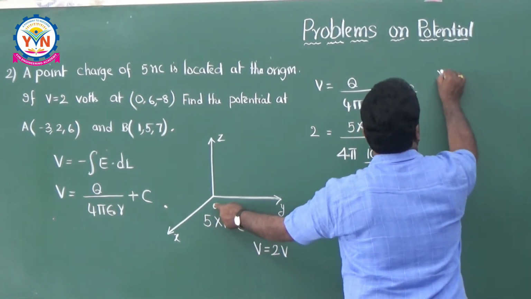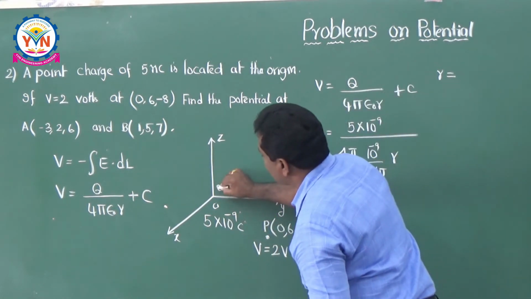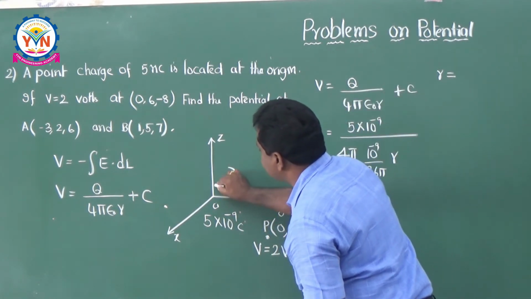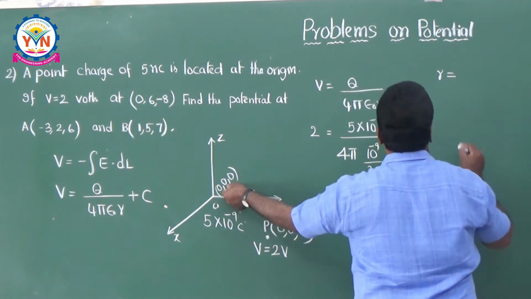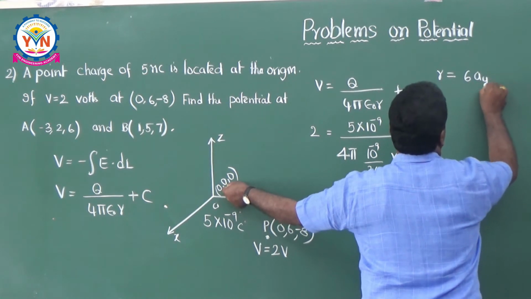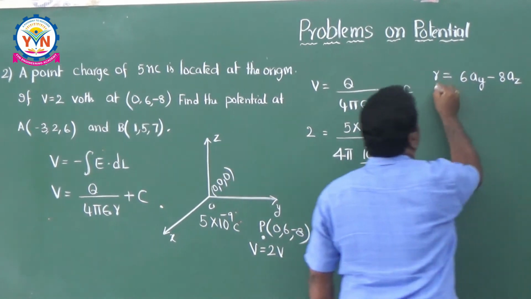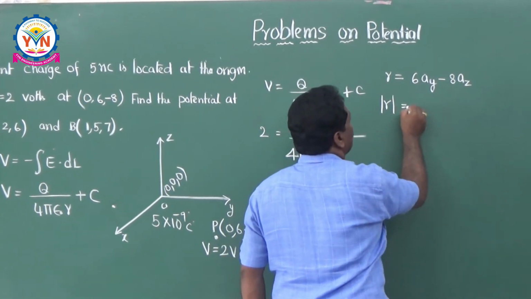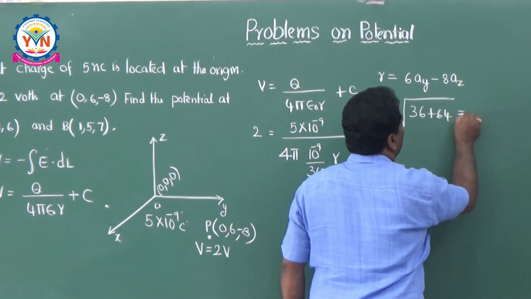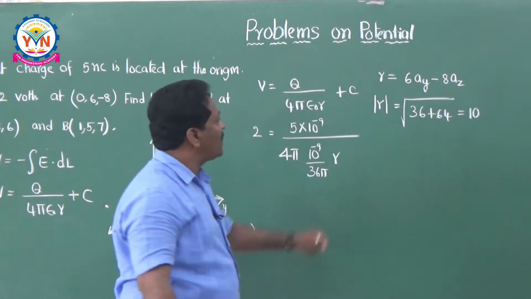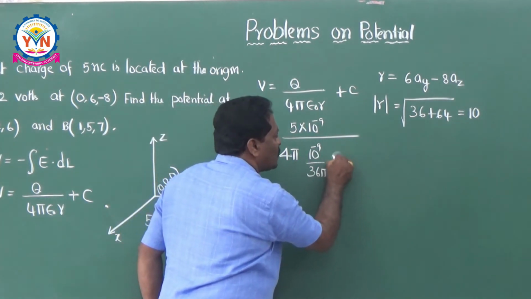So I can write here R is equal to this point minus this point. What is this point here? 0, 0 and 0. This is at the origin. 0 minus 0 is 0, 6 minus 0 is 6 AY, and minus 8 minus 0 is minus 8 AZ. Then what is the magnitude of this R? R magnitude is equal to root of 36 plus 64, that is root of 100, which is nothing but 10 here. So that R you have to substitute here. In the place of R you can substitute 10.